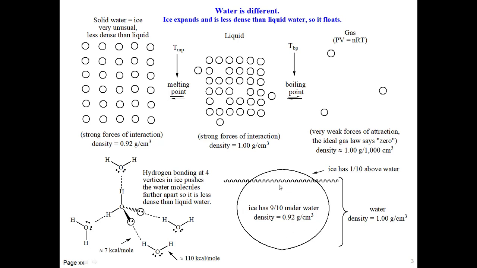Okay? So that makes ice very different, which is fortunate for our world, because that means when ice breaks off of a glacier or an iceberg floating in the ocean, it's on the top.